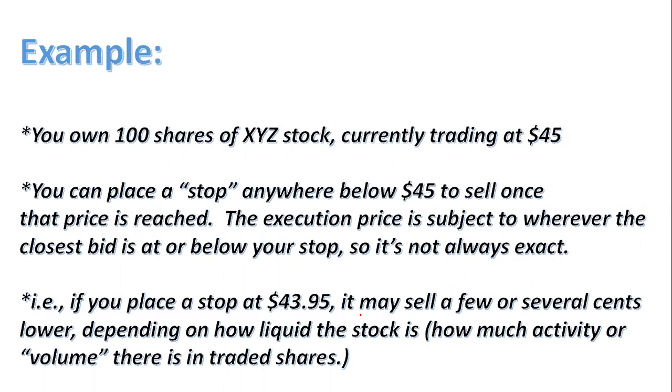So a little example, you own 100 shares of XYZ stock, hypothetical stock, currently trading at $45. You can place a stop below that to sell automatically once that price is reached. Now the execution price might be not exactly where you put the stop. Let's say you put the stop at 43.95. It may sell a few cents lower or higher than that, or several cents lower than that, but at least you'll be pretty close to that price that you set.